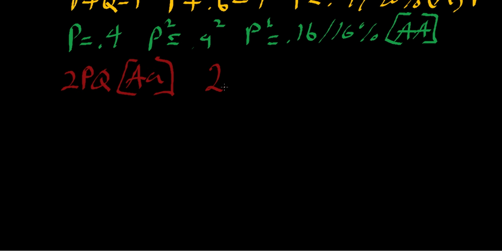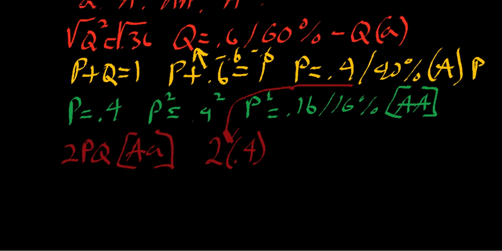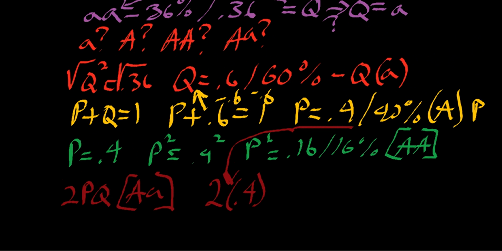So we do 2, and we know that p is 0.4, so we're going to put a 0.4 in here. And we know that q, just regular q, is 0.6, so we'll also put 0.6 down here. So 2 times 0.4 times 0.6 is going to give us 0.48, or 48%.